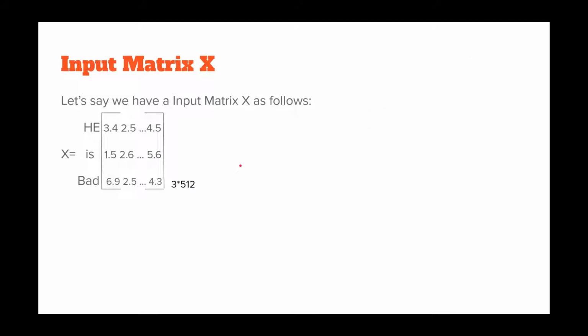Hi. In this lecture, we will see what exactly is happening inside the attention layer. Let's say this is our input matrix X. Let's say the sentence is "he is bad". We will convert this into a vector, right? And let's say the dimension of this whole matrix is 3 x 512. So let's say this is the input matrix X.